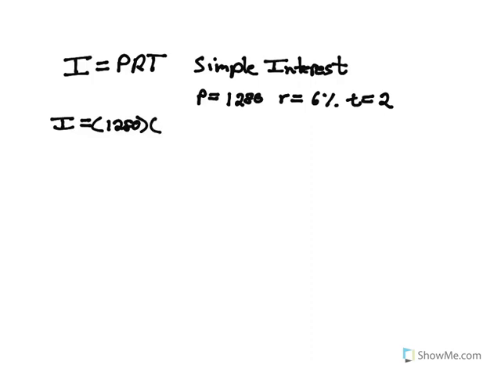The rate, don't forget to convert this to a decimal. So we move it over 2 places, add the decimal at the end. So percent to a decimal, always move the decimal 2 places to the left. So that'll be 0.06, and of course time is going to be 2 years. So you simply just multiply these three quantities together.